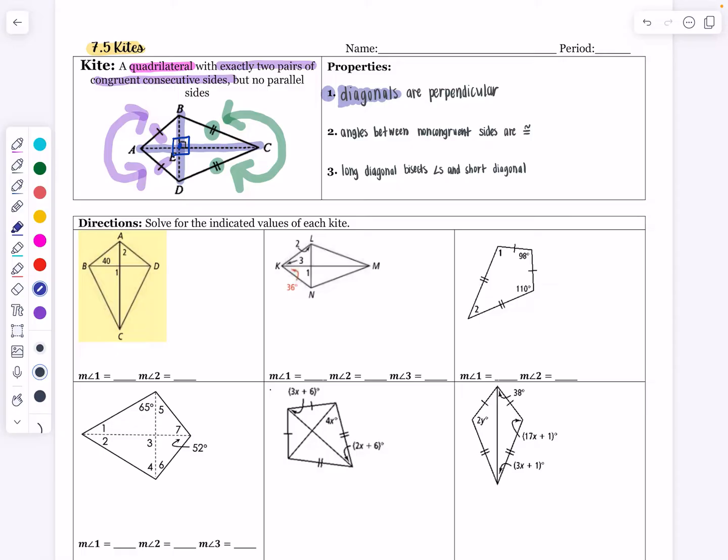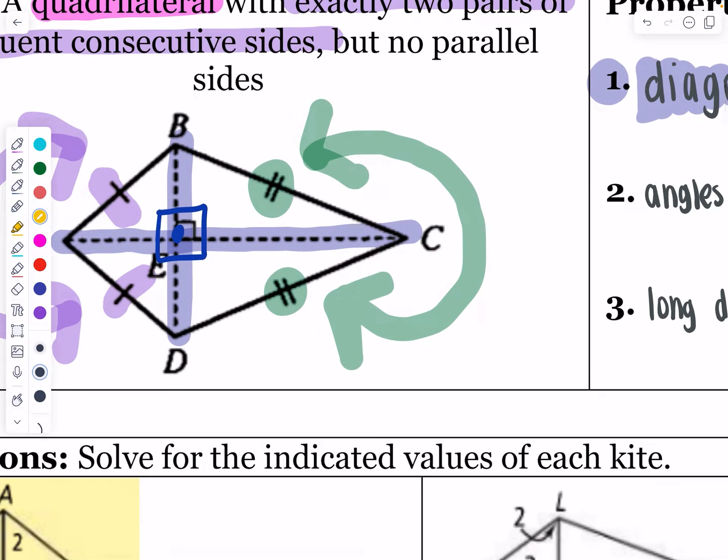Okay? What do we know about the angles between the non-congruent sides? Those are going to be congruent. So here's what that means. Between the purple and the yellow, these two angles, angle B and angle D, are going to be congruent. You can kind of see this if you take this triangle that's on the top. So I'm going to do this in a color.